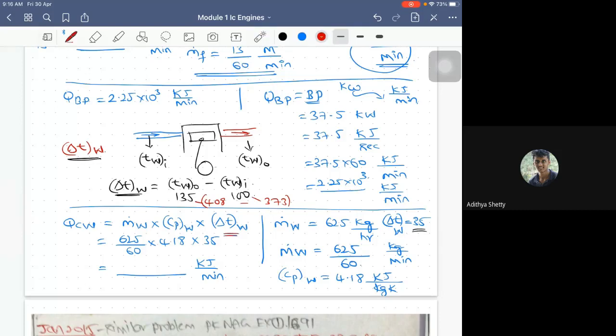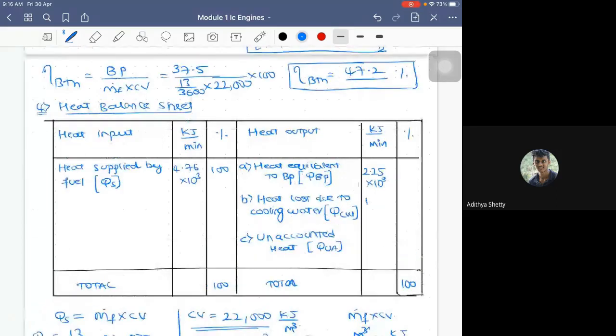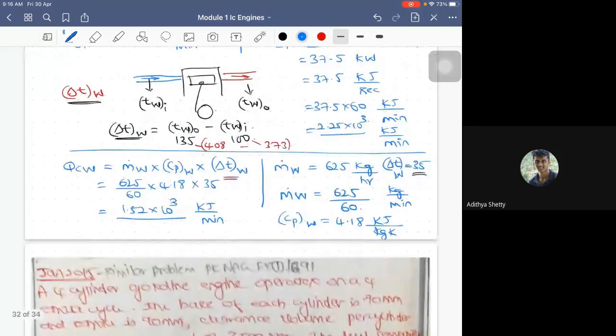Now QCW, guys. It is 1.52 into 10 to the power of 3. Same thing I would just mention here. It is 1.52 into 10 to the power of 3. Now, unaccounted heat. How will you calculate unaccounted heat? It is QS minus QBP plus QCW.